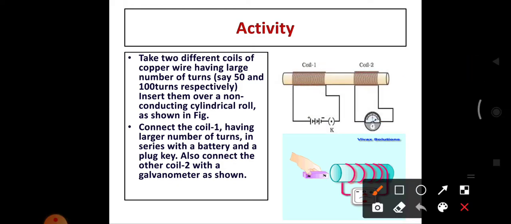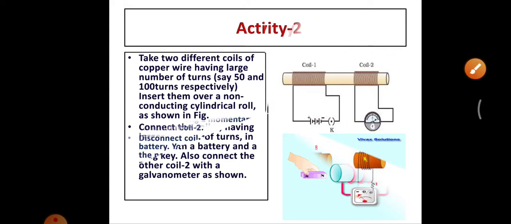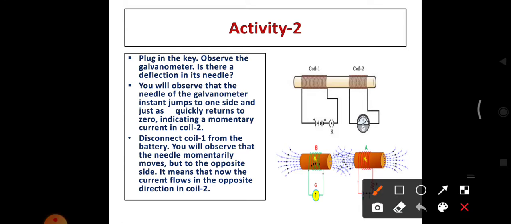Do you understand? You have to take the two coils, coil 1 and coil 2. Coil 1 has 100 turns and coil 2 has 50 turns. Coil 1 is connected to the battery and key, and coil 2 is connected to the galvanometer. Now plug in the key and observe the galvanometer.